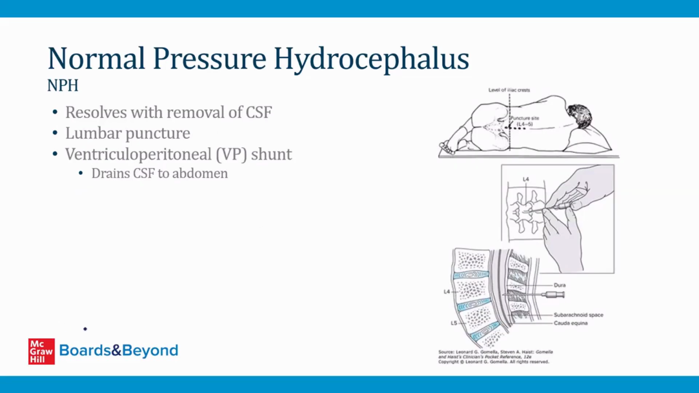This condition is important to diagnose because it resolves with removal of cerebrospinal fluid. You can either do this once by a lumbar puncture and draining some of the CSF, or you can place a shunt called a ventriculoperitoneal or VP shunt that drains CSF to the abdomen. But both of these things are going to lower the pressure inside the brain, and they're going to improve the symptoms of normal pressure hydrocephalus.